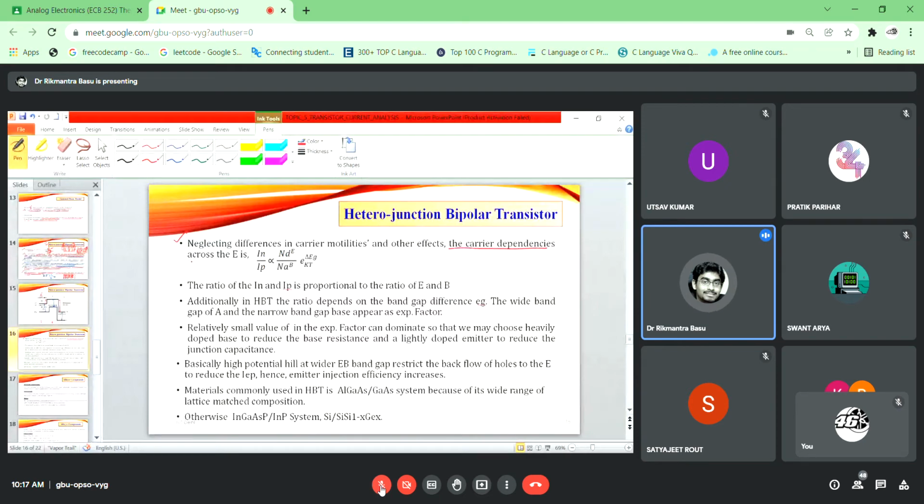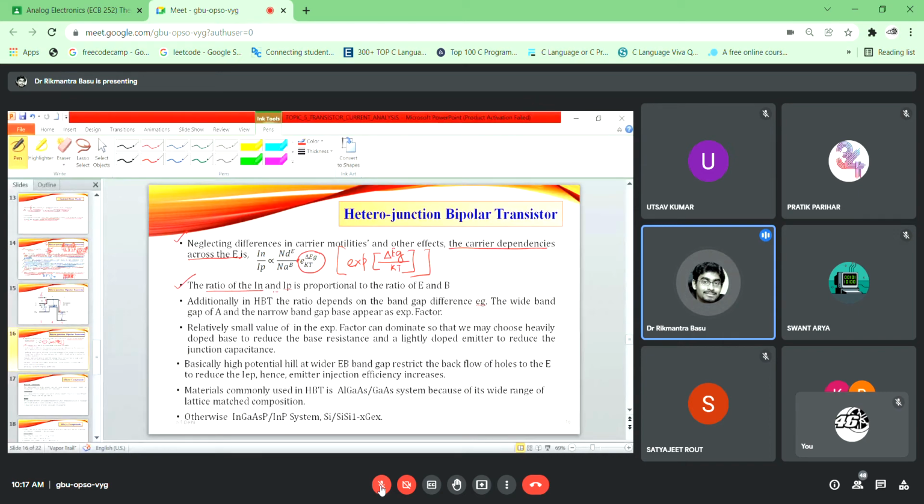The carrier dependence across the emitter, for a heterostructure, is IN by IP, governed by the doping of the emitter over the acceptor concentration of the base, and one extra term comes. Previously, the ratio of IN, the electron component, and the hole component was donor by acceptor, directly proportional. For the heterostructure, one extra term will come: e to the power, exponential, of the band gap difference by kT. That one extra term comes in the case of an HBT, heterojunction bipolar transistor.